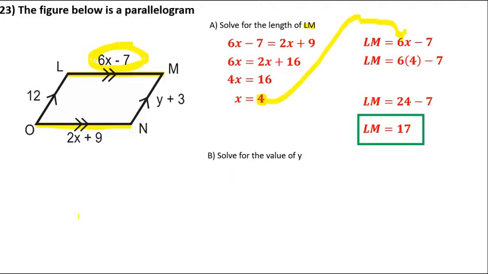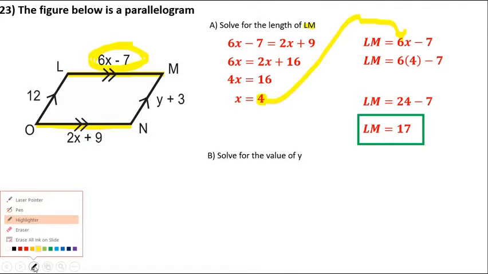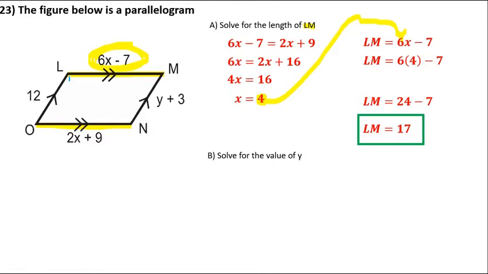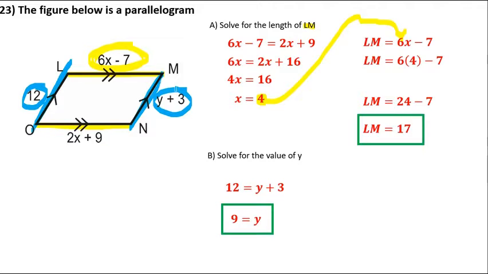Okay, in the next one, I want to solve for the value of y. So I know that y is on this side, MN. Opposite MN is LO. So these two are congruent. So I'm going to take these two equations and set them equal to each other. So I just take 12 equals y plus 3. I just subtract 3 from both sides. I get 9. So that means my value of y is 9. So y equals 9.